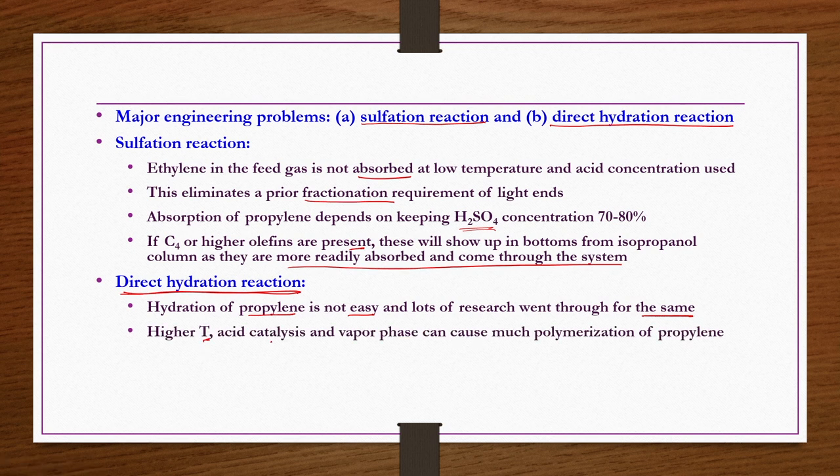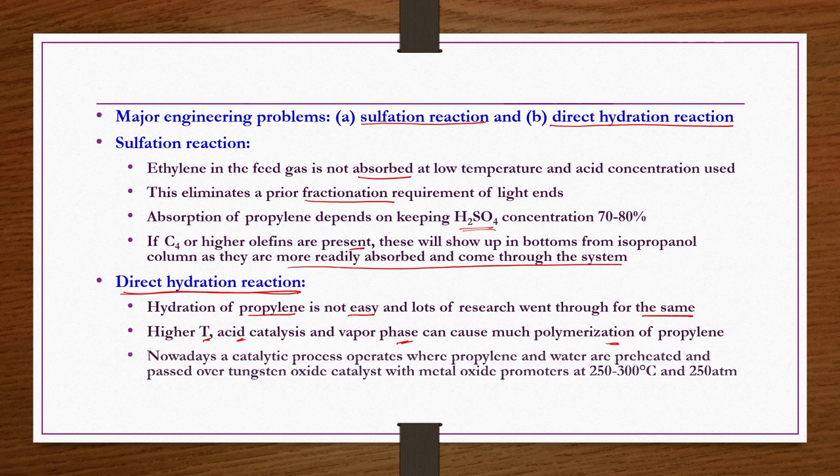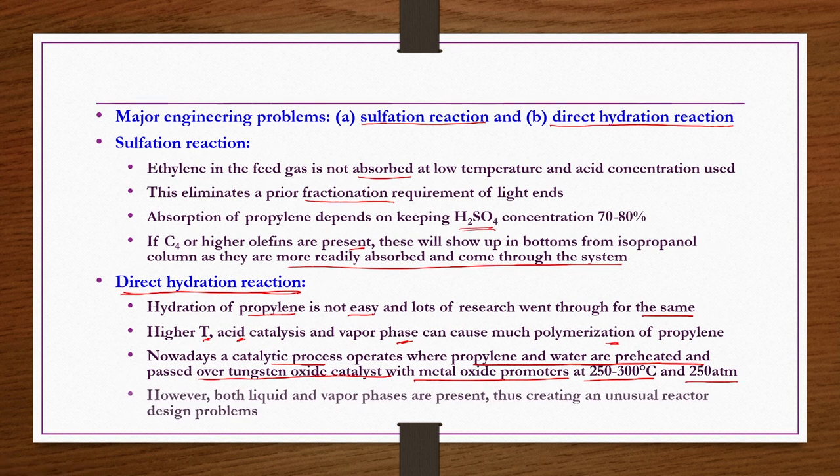Higher temperature, higher acid catalyst, and vapor phase can cause much polymerization of propylene, which is not desirable in production of isopropanol. However, nowadays a catalytic process operates where propylene and water are preheated and passed over tungsten oxide catalyst with metal oxide promoters at 250 to 300 degree centigrade and 250 atmospheres to get the required hydration of propylene to take place.